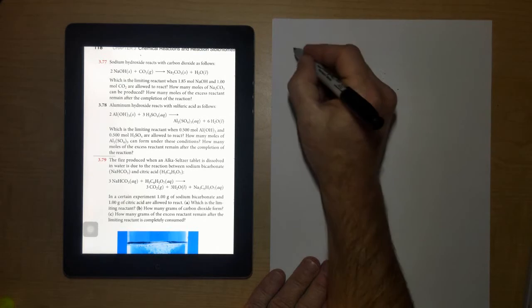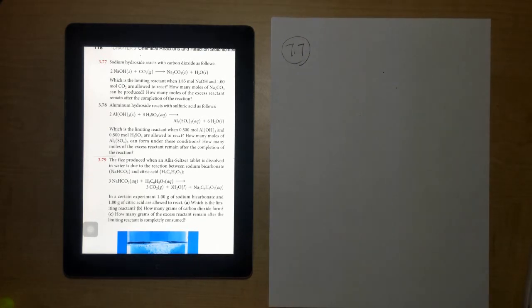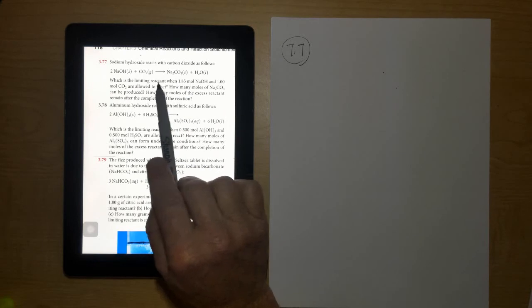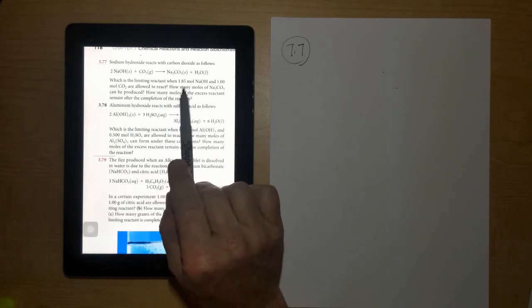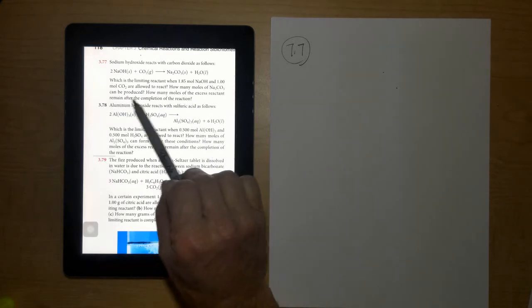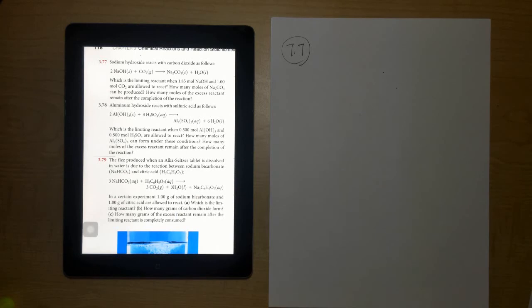Homework problems, 77. Start on a new page. Make it neat, make it organized, make it big, write large. Sodium hydroxide reacts with carbon dioxide as follows. Which is the limiting reactant? Ooh, limiting reactant question right away. Then it says how many moles can be produced and how many moles of the excess remain after the reaction completed. Wow, that's just like the example one that we did.